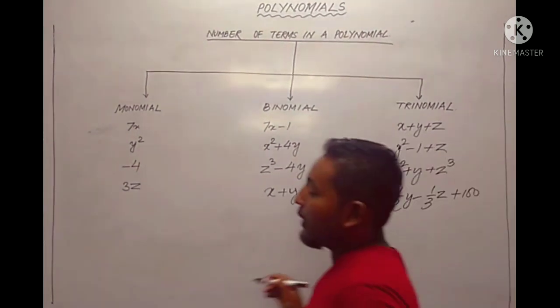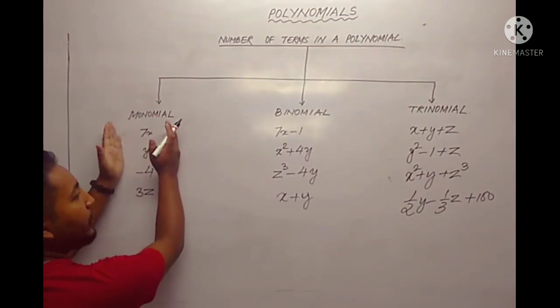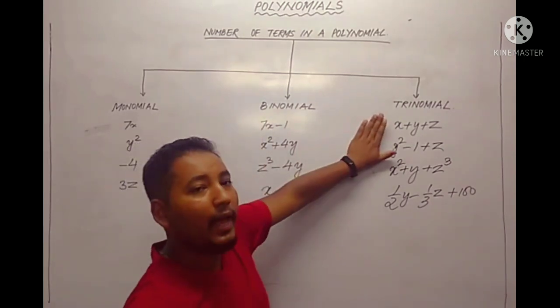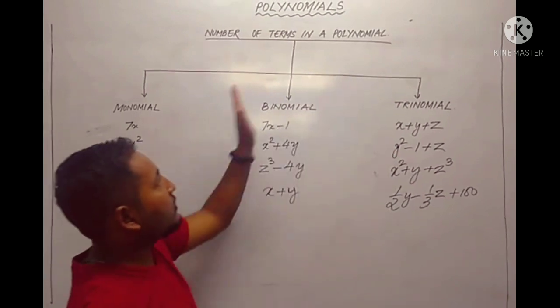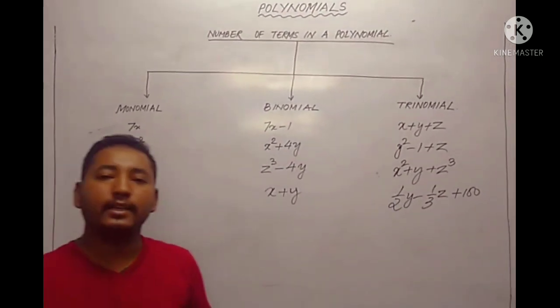So these things have to be kept in mind. If a polynomial has only one term, it is a monomial. If the polynomial has only two terms, it is a binomial. And if the polynomial has three terms, it is a trinomial. So these are some important topics that we have learned. Now we can move on to the exercises.